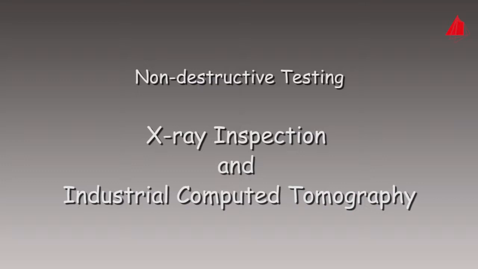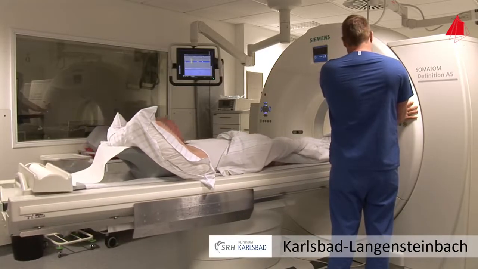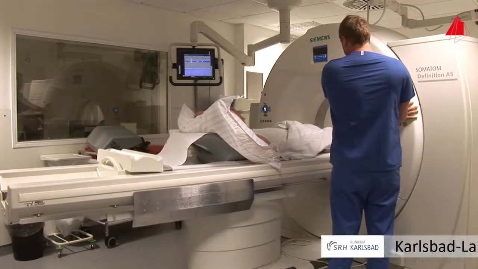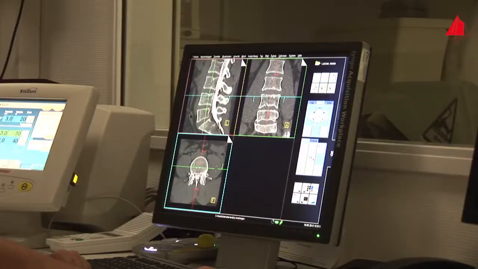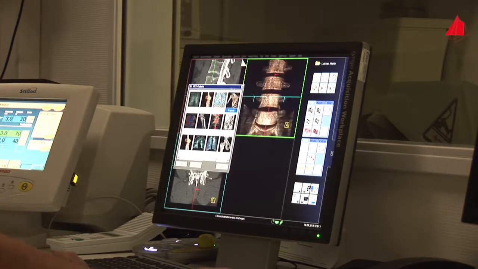Non-destructive testing, X-ray inspection and industrial computed tomography. X-ray inspection and computed tomography are widely used in many areas of everyday life. Their application is best known in medical imaging. Using X-rays, medical doctors can visualize the interior of the human body. Even complex structures can be made visible.